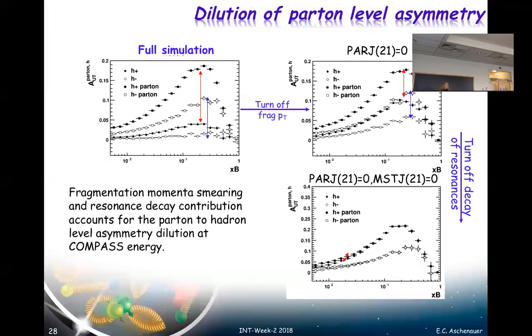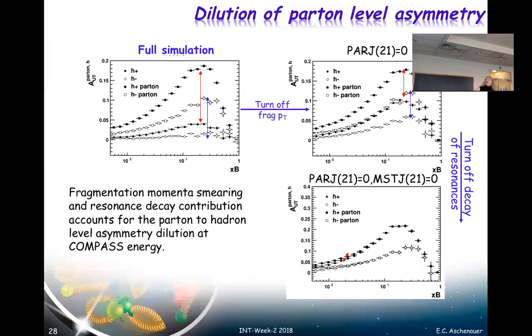Since this is important, I'd like to understand it better. So the full simulation also contains... that is a parton. That is my quark where I put my Sivers function. And then of course I don't detect my quark. I detect a hadron in my detector.